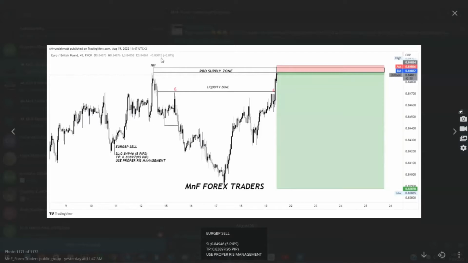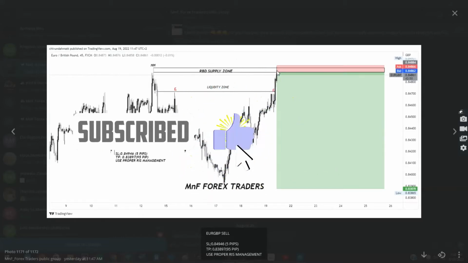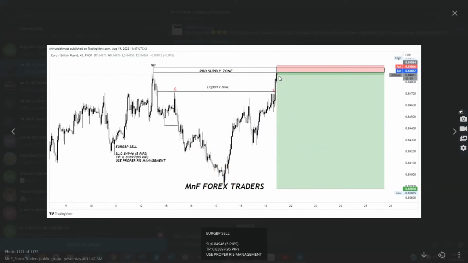We had a nice rally base drop supply zone with a nice liquidity area here, which was taken out by a beautiful candle right there, coming to our zone right here, which is the rally base drop supply zone. And right here, we saw the market actually reacting from that level. Nice rejection, and then we saw the market trying to reverse from there.